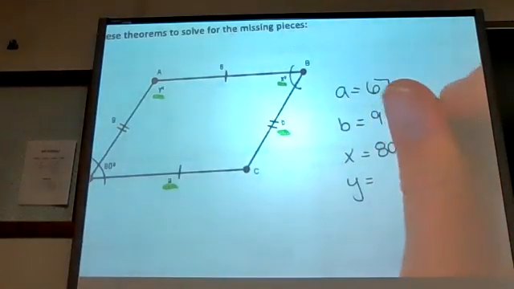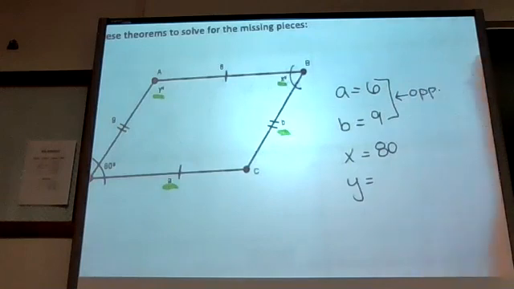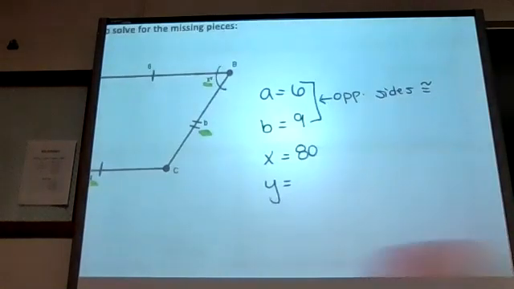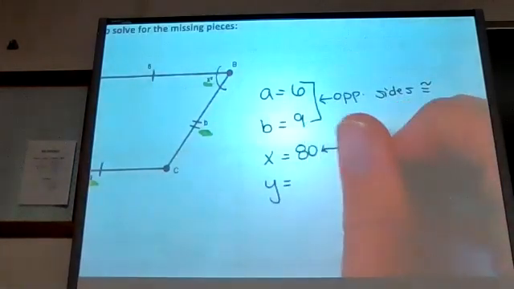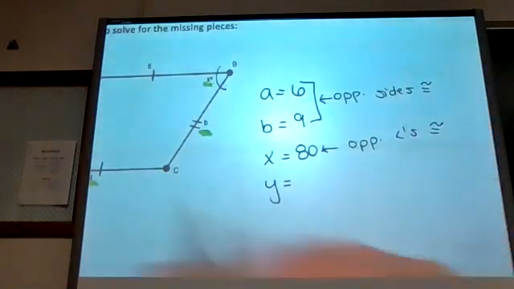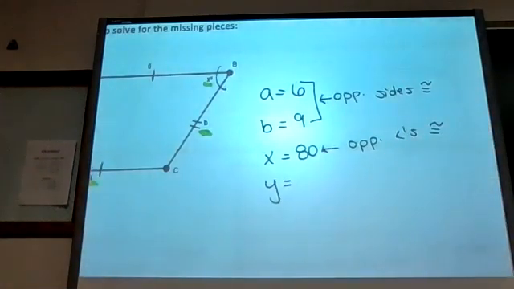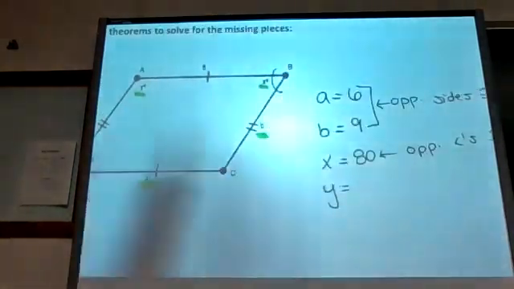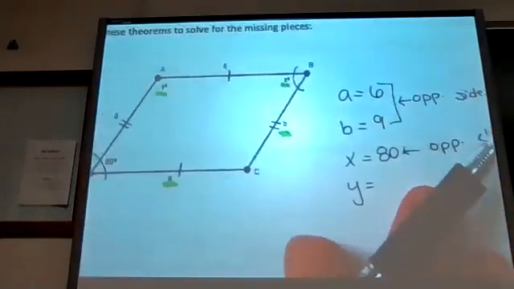So the first two, we're using the fact that opposite sides are congruent. To find 80, we know that opposite angles are congruent. Now to find Y, we're using the last piece of this angle info. So we knew opposite angles are congruent and adjacent angles are supplementary.